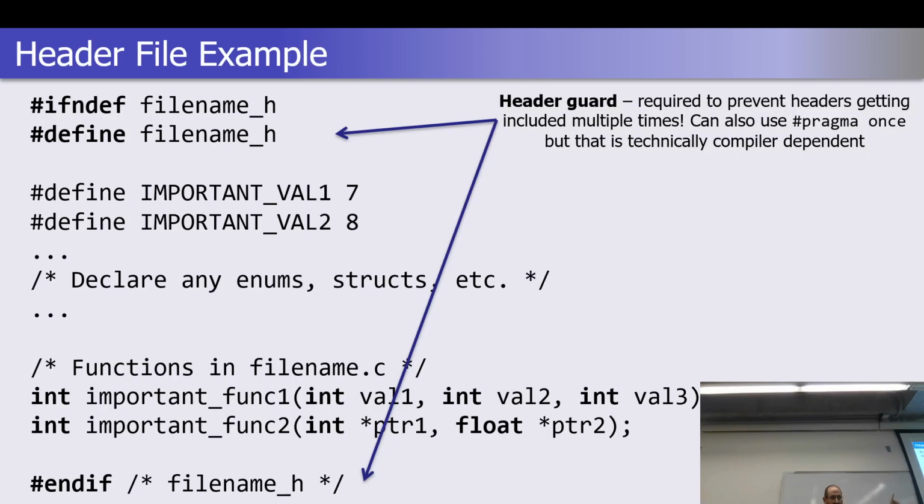But only the first time it gets compiled, as you're compiling your whole project, will that token file name h not have been defined. So the first time you compile it, if it's not defined, let's define it, and let's now compile all this stuff. The second, third, fourth, fifth, 800th time you go to compile that file, this token will already have been defined. And so it's going to effectively still compile the file, but it's going to skip the whole file. And so you don't wind up with things like your types or constants or functions getting defined multiple times.